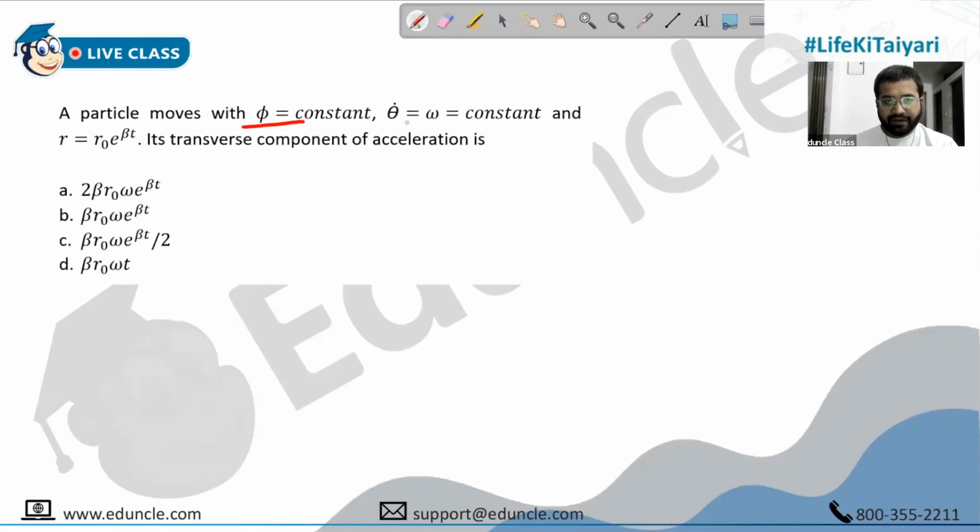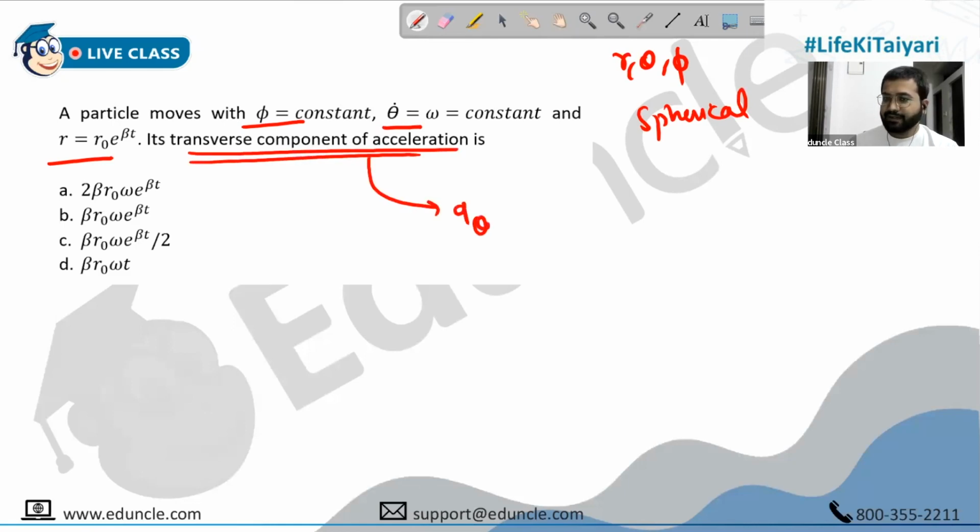So we have got phi, we have got theta, and we have got r. So we have got r theta phi. So obviously it's spherical coordinate system. And in spherical coordinates, they are asking us the transverse component of acceleration. It means they are asking us a theta. Now, a theta is given by, we remember the first two terms very easily.